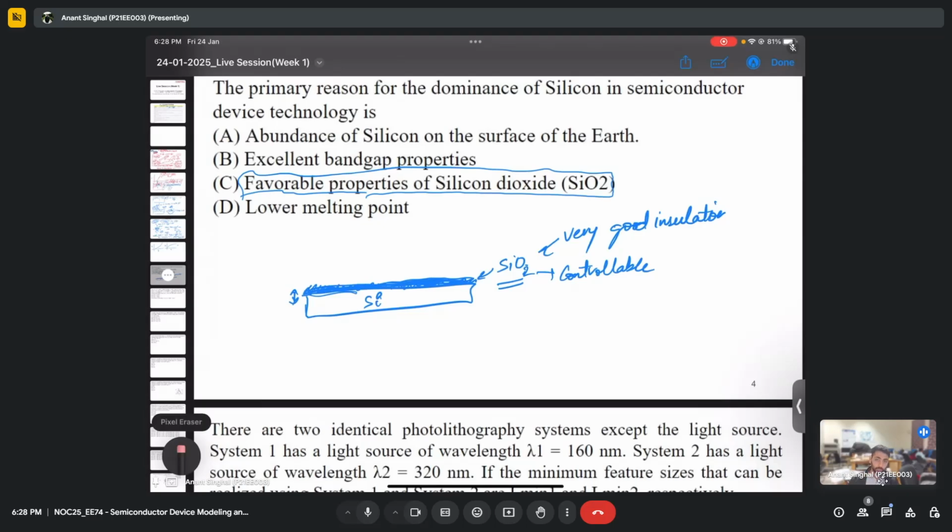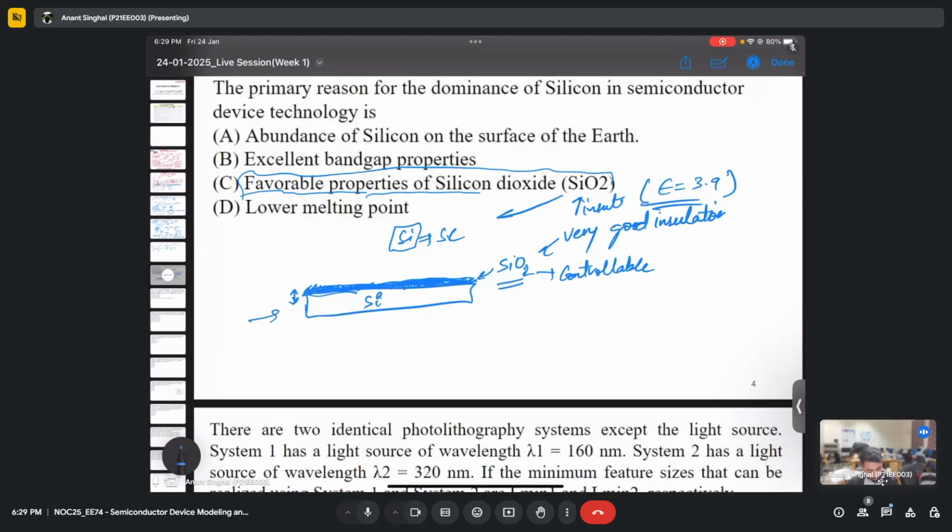So the most important reason is the favorable properties of this silicon dioxide, because it can also be used as an insulator. This is an insulator with a certain dielectric constant. I guess silicon dioxide has 3.9, and silicon itself is a semiconductor. So a single material can be used as a semiconductor and, with some quantity of oxide, as an insulator, and we can form a device. So that is why it is a very good material to have.